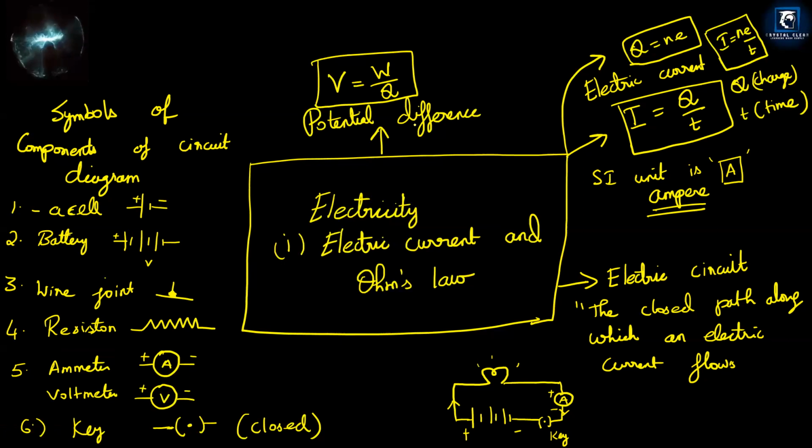And what is the SI unit of potential difference? 1 volt. I'm writing your SI unit. 1 volt is equal to W, work done. What is the unit of work done? Joule. What is the unit of charge? Coulomb. 1 coulomb. This is the SI unit, and there will be a question, define volt also. Based on the SI unit, we can write the definition. So this is the first topic where we are seeing the electric current. Next slide, we'll see Ohm's law.